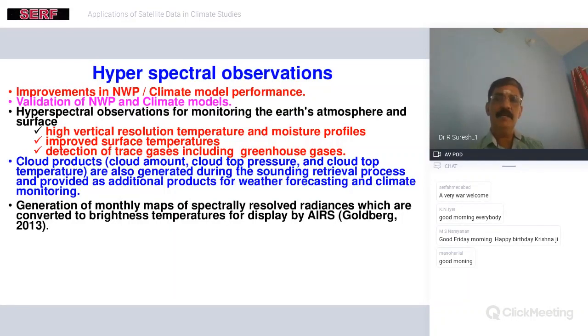Earlier, whatever data we were getting was an extrapolation, only layer based, and now we are almost coming to something like data from a sounding. The hyperspectral observations improve performance once they are injected into a numerical model. The same way, these data are quite useful for validating the numerical model and the climate model.